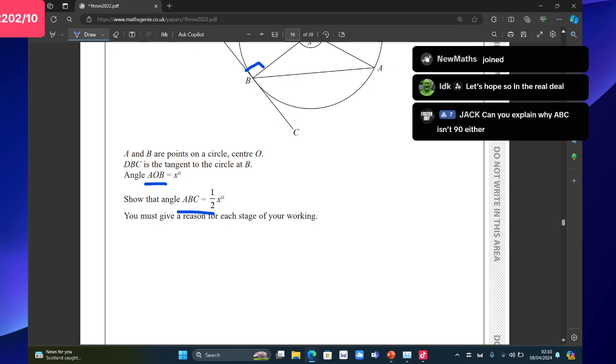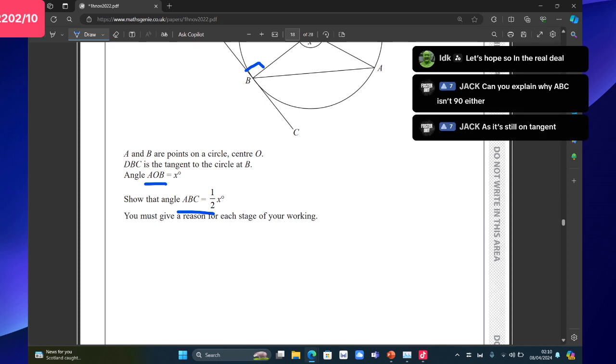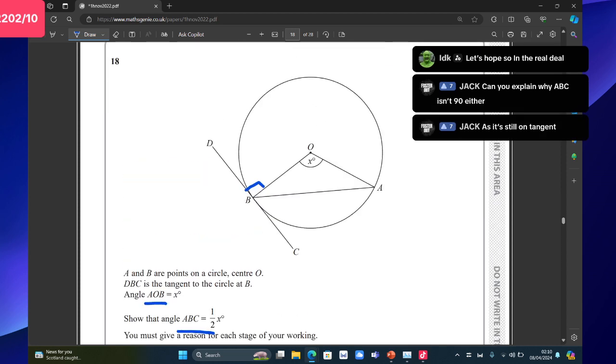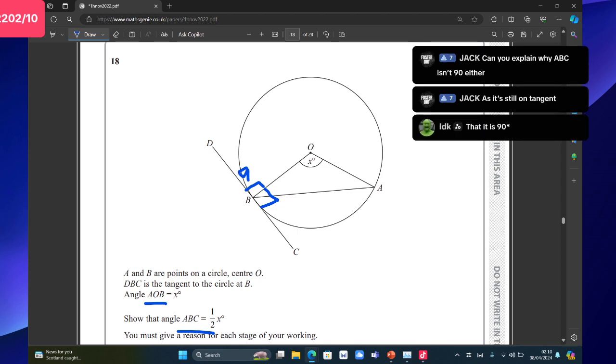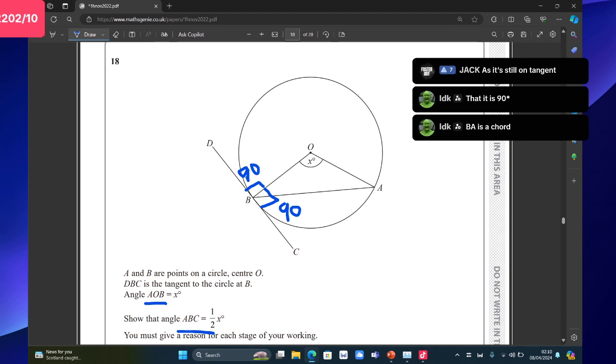Can you explain why ABC isn't 90? Yes, I can. So let's go through it, and we're going to be very careful here. It's all of this angle that has to equal 90. So all of this here is equal to 90. So this part's equal to 90, and this part's equal to 90. So BA is a chord, yes, that is true. Right, so let's just draw it out here. That's x here, guys.